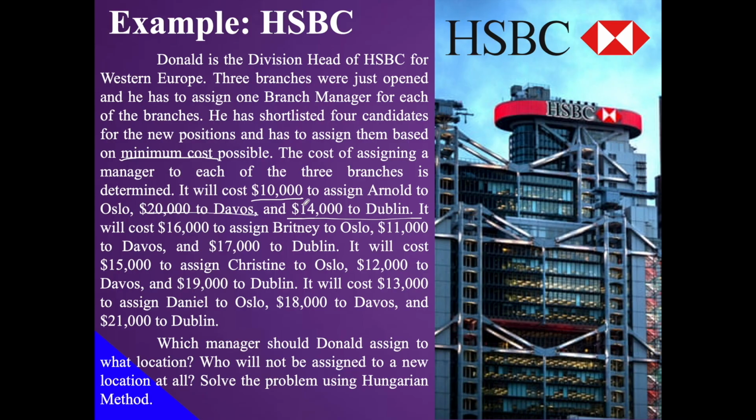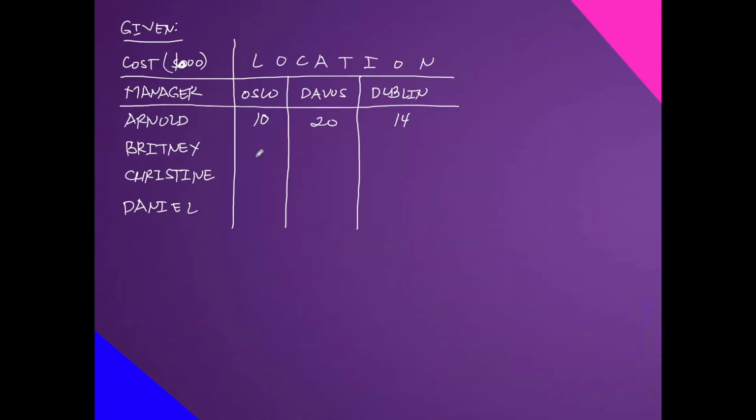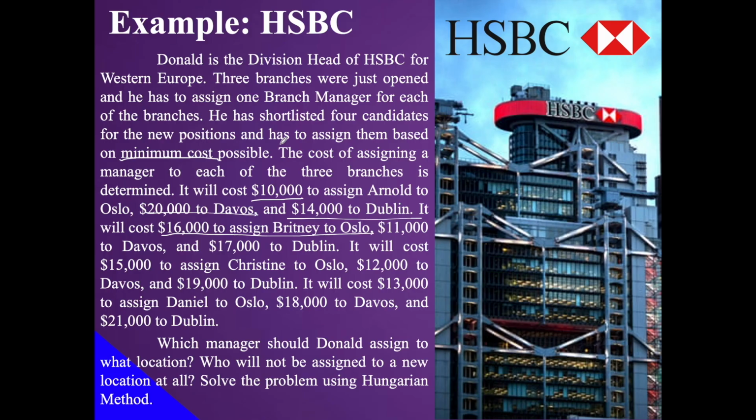So, for Brittany, 16,000 Oslo. 16. And 11 for Davos, 17 Dublin.